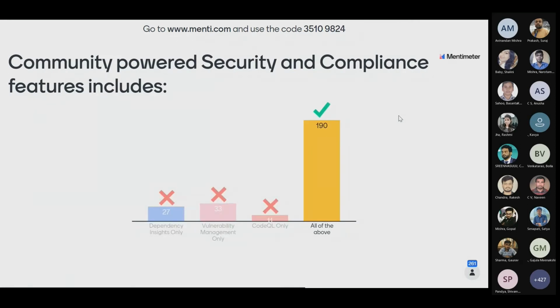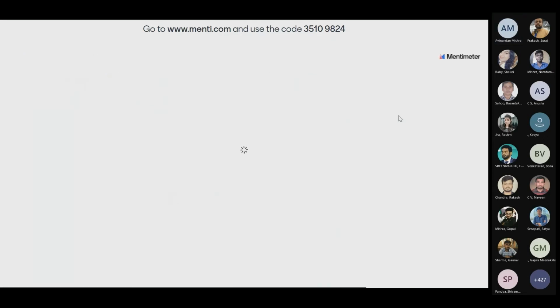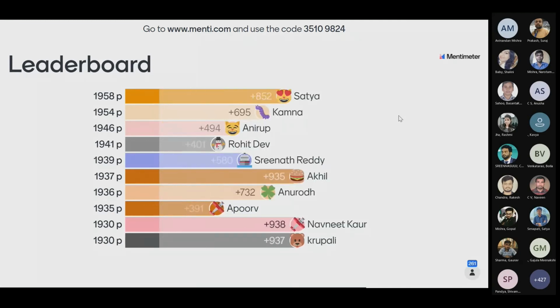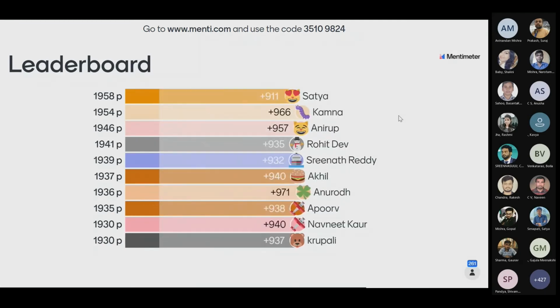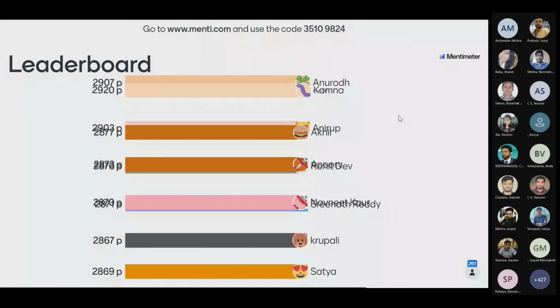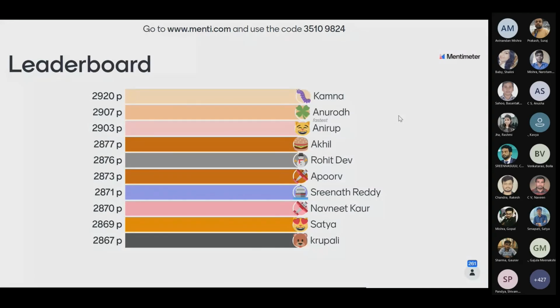That's right. So coming to the last question. Okay, before that, we have the leaderboard stats. Satya, Kamna, and Anirudh are now in the top 3 positions. So buck up, remaining people. We come to the last question.